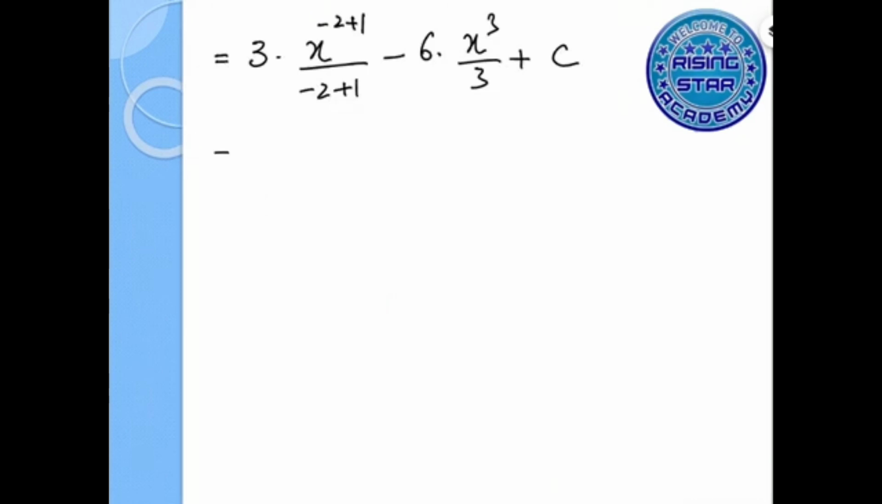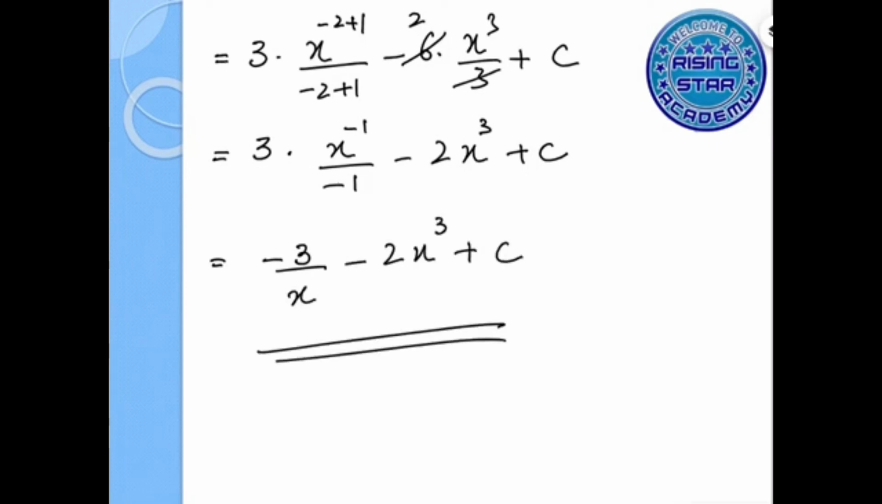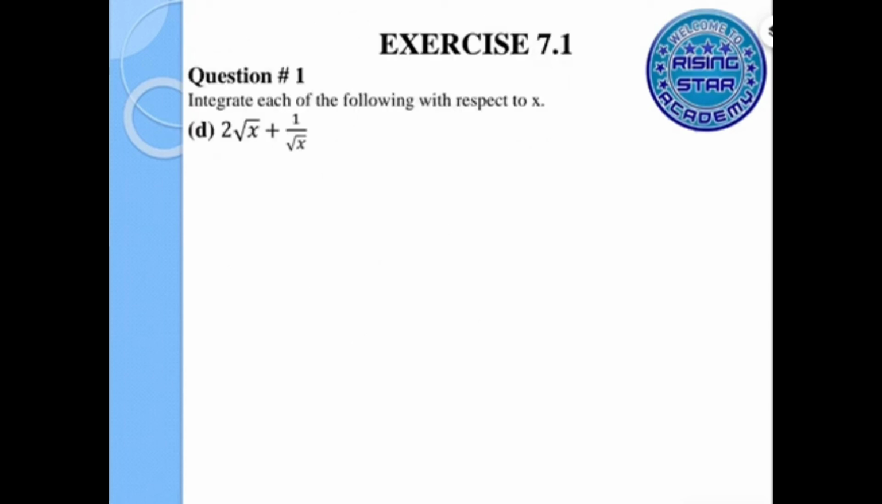Okay, so here we will simplify 3 times x to the power of negative 1 over negative 1. 3 2 times 6, so negative 2x cubed plus c. Further, we will write negative 3 over x to the power of positive 1 minus 2x cubed plus c. So that would be our final answer. Now move to the next part. Simplify it.